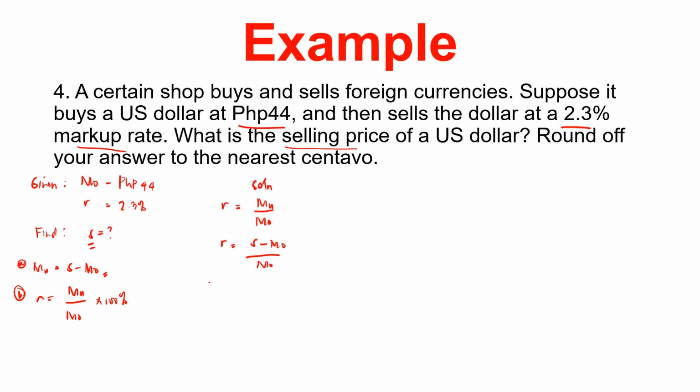Okay? So, we have R times M sub O, which is our cost price. Then, we have 1 times, since this is over 1, we have selling price minus cost price.